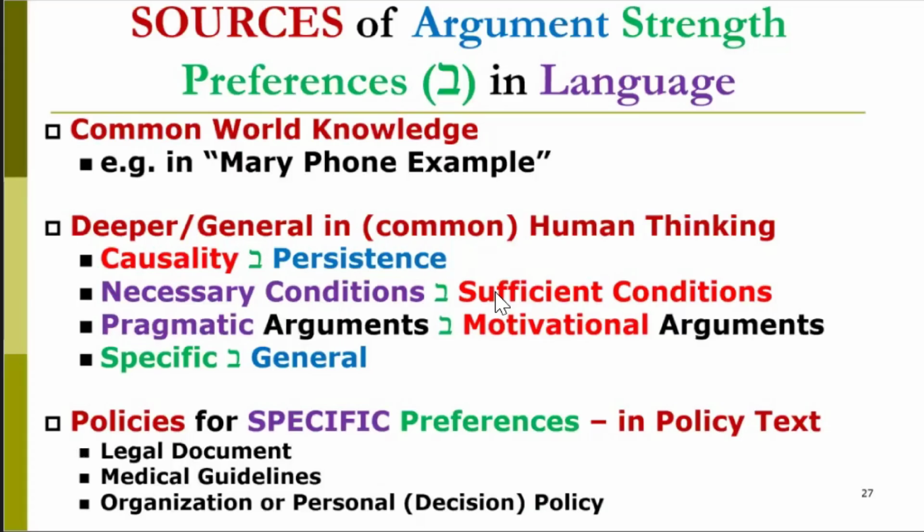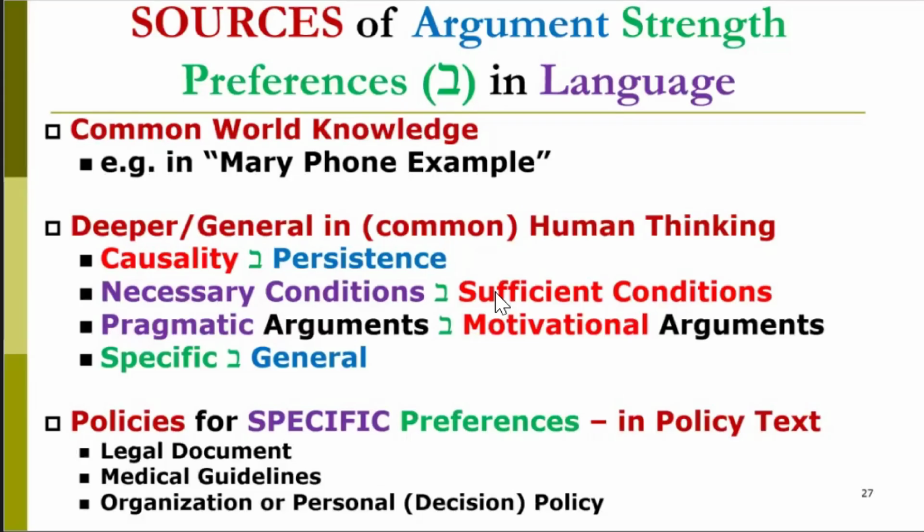The second group is a very interesting one. There are general priorities, general preferences in human reasoning. For example, arguments that are more specific than general arguments are stronger.